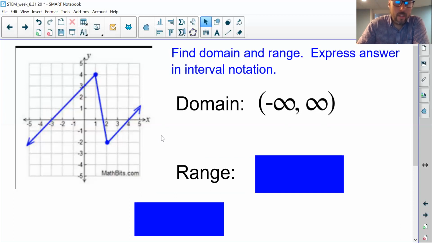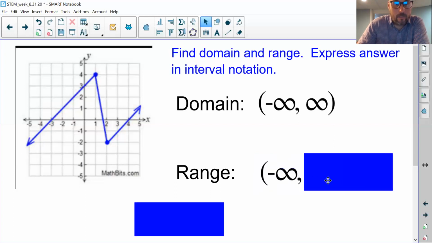What about the range? Well, the range is the y value. So I look down. How far down do I go? Well, this portion of the graph only goes down to negative 2. But there's an arrow over here that's also part of the graph, and it also is going down. And I can assume it's going down forever. That's what that arrow tells me. So the smallest range value is also negative infinity. This graph just goes down forever.